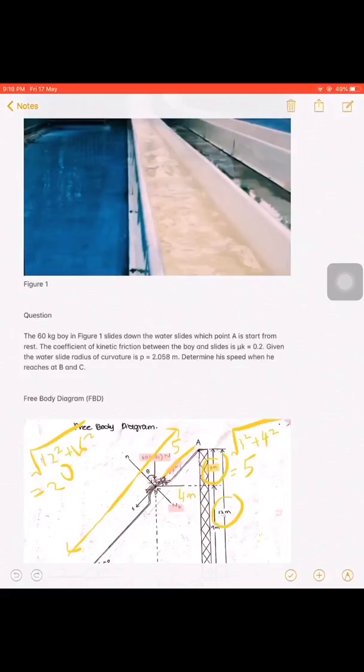Okay, so the question is: the 60 kg boy in figure 1 slides down the water slide, where point A is the start from rest. The coefficient of kinetic friction between the boy and the slide is mu k equal to 0.2. Given the water slide radius of curvature is rho equal to 2.058 meter. Determine his speed when he reaches B and C.